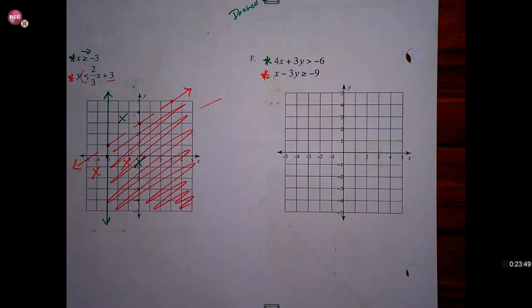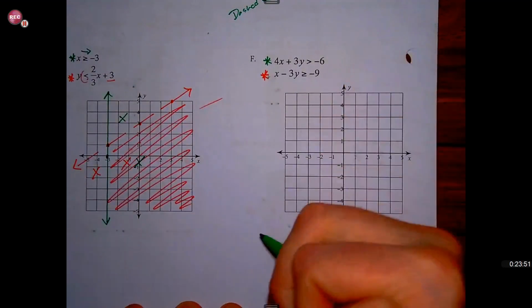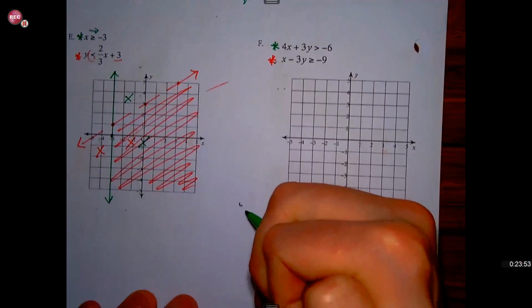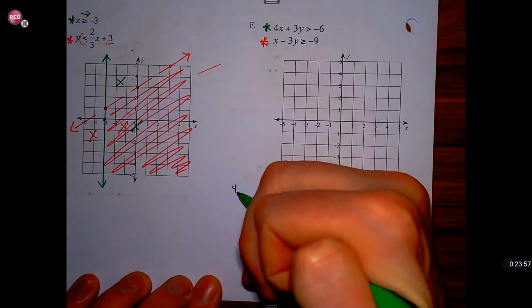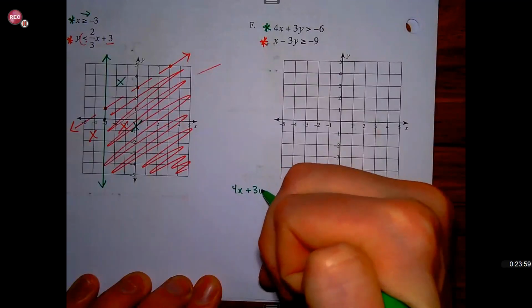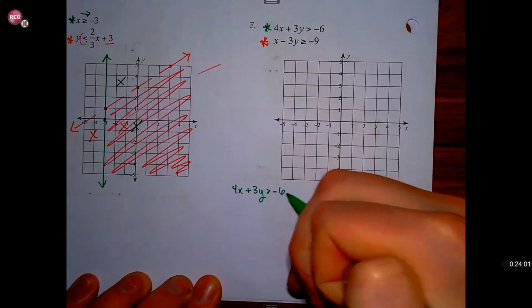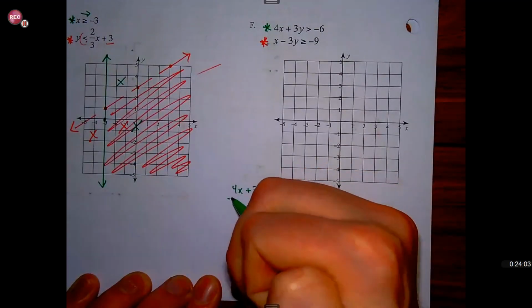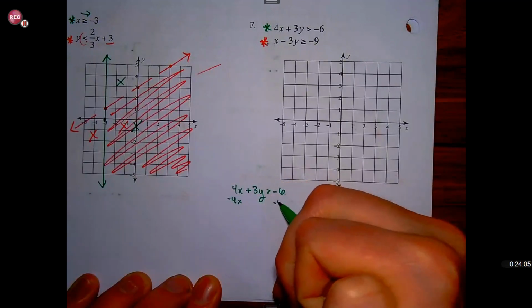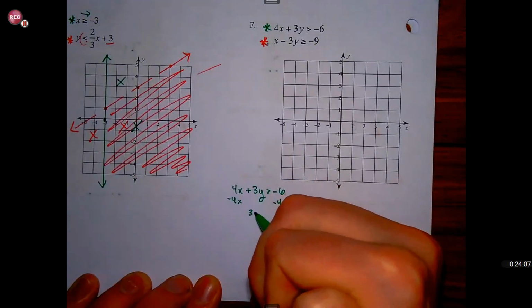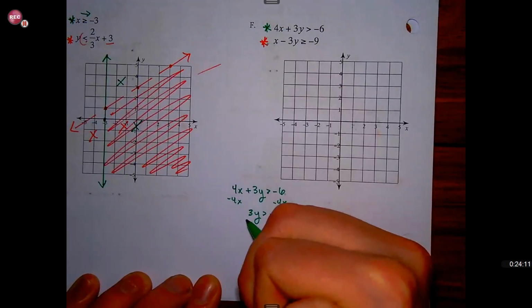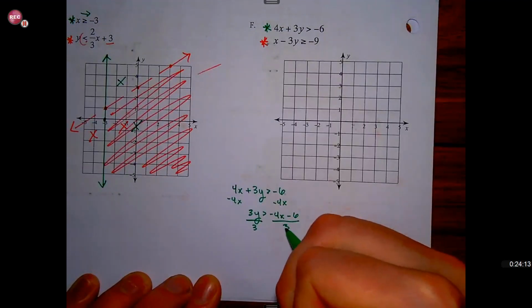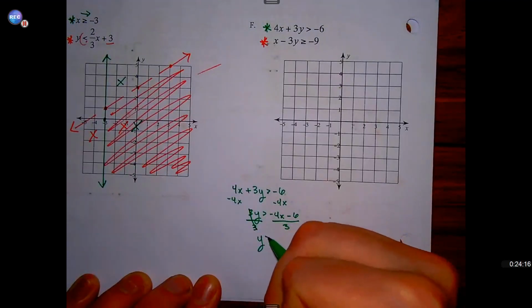If I'm looking at green, I'm going to write down one of my inequalities down here so we actually have a little bit more room to work with. So I'm working with 4x plus 3y greater than -6. First thing I want to do is subtract that 4x. 3y greater than -4x minus 6. Divide by 3 on both sides, everything. Y is greater than -4/3 x minus 2.